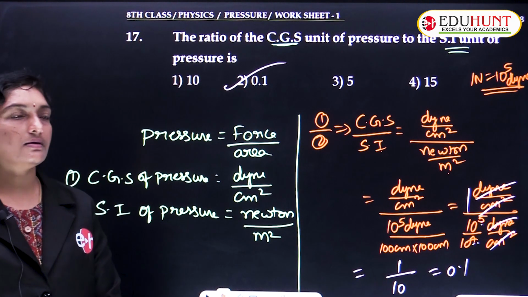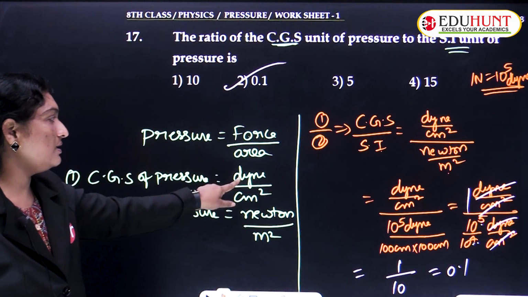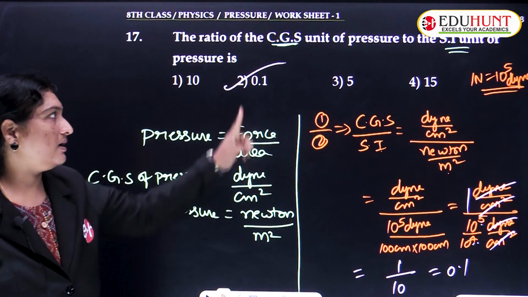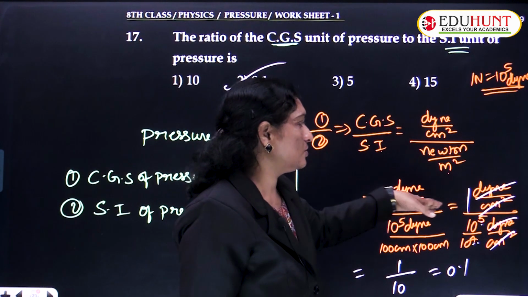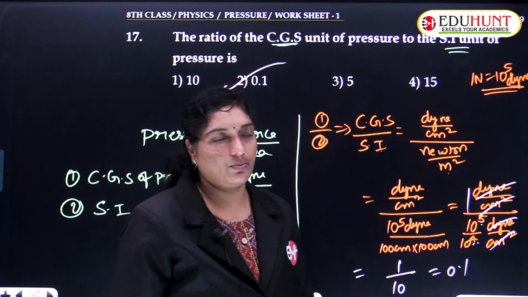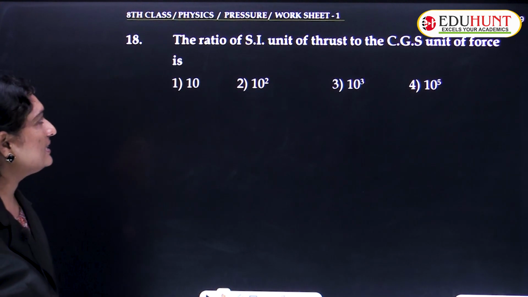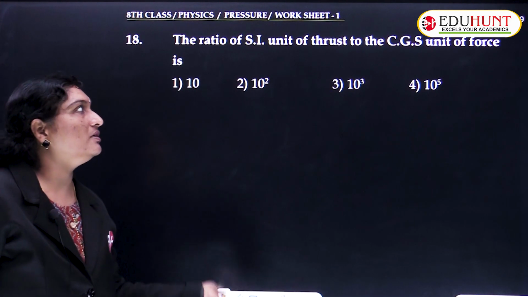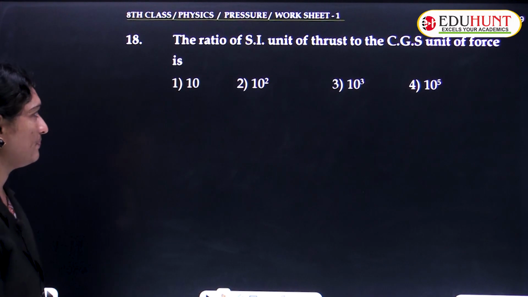I hope you understood. So first of all, find out the CGS unit of pressure, and then later find the SI unit of pressure. Take the ratio, convert properly and divide the two, you will be getting the value as 0.1. Okay. So now 18th question: The reverse of the ratio of SI unit of thrust to the CGS unit of force.